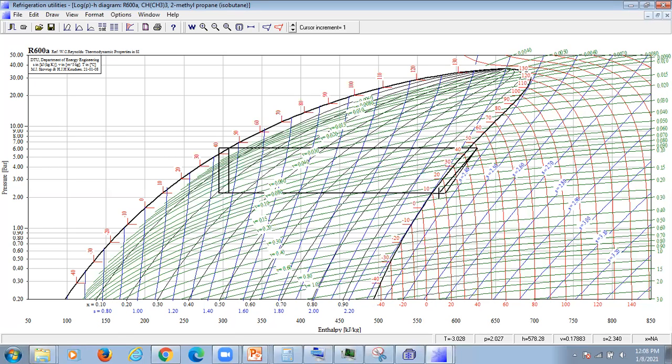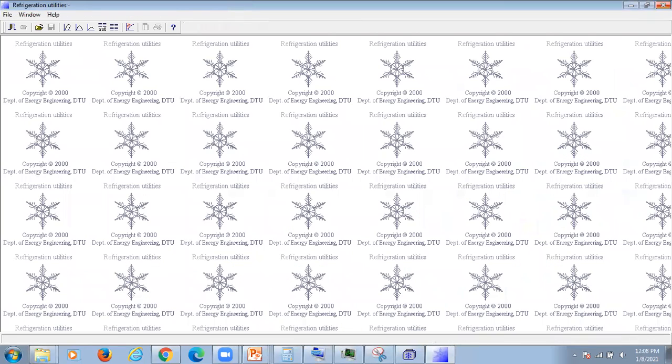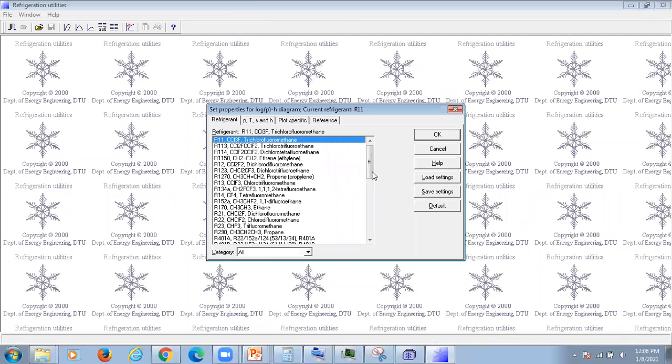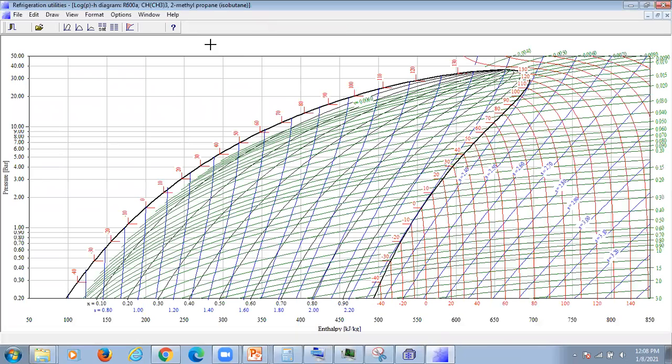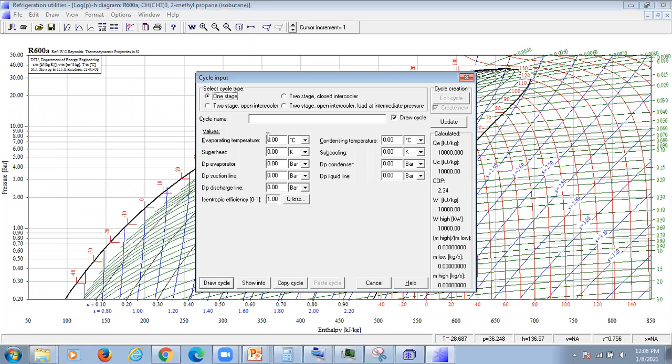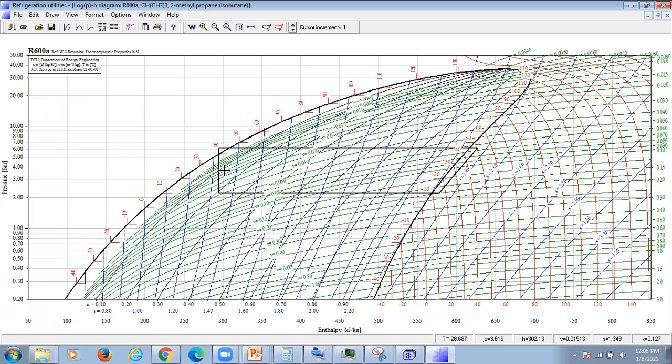So we have 2 cycles. I don't know why we have 2, maybe including the previous one. Let me close this. Okay, let me draw the cycle. 10, 45, superheat 5, subcooling 5, isentropic 0.8. I have to update the software. Update. Draw cycle. We need to update first.